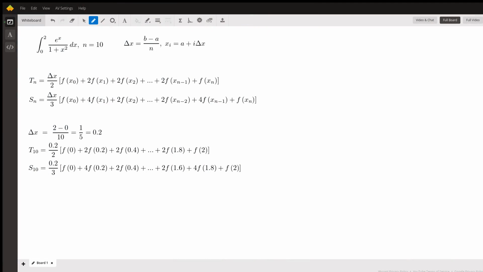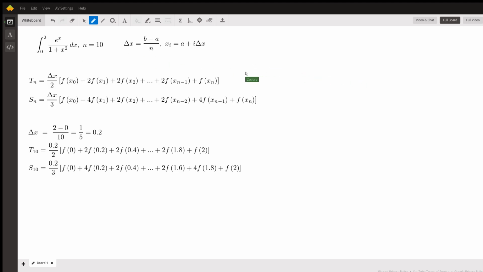All right, so the question asks to use the trapezoidal rule and Simpson's rule to find the definite integral for this function, e to the x over 1 plus x squared dx, ranging from 0 to 2, with the number of shapes being n equals 10.